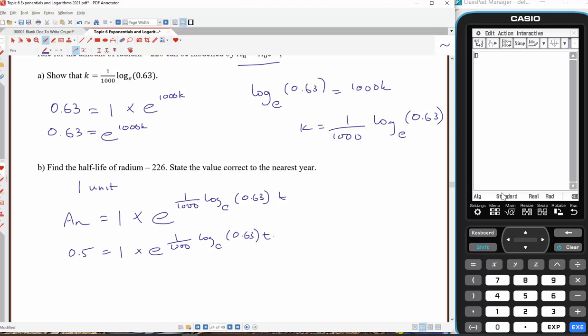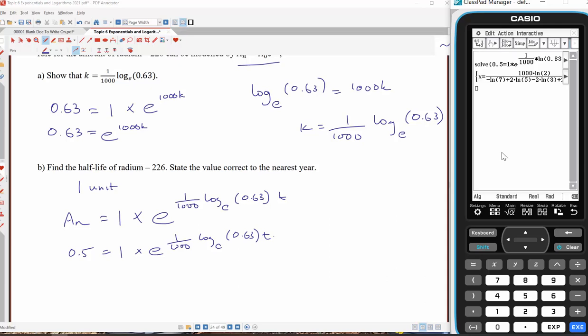Okay, so how do we do this? Well, it's obviously the calculator. So we're going to solve 0.5 equals 1 times, now we don't need to write that, but I can write it. We're going to go Shift E, Shift Divide, 1 over 1000 times Shift 5 for ln, 0.63, x, well, let's put a times x just to be sure. Now, make sure your cursor swings down from there, solving for x.